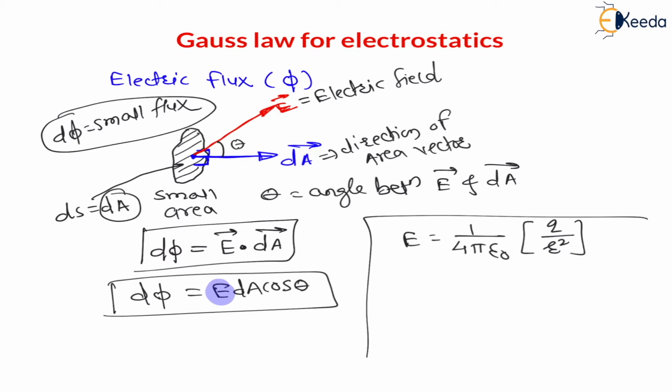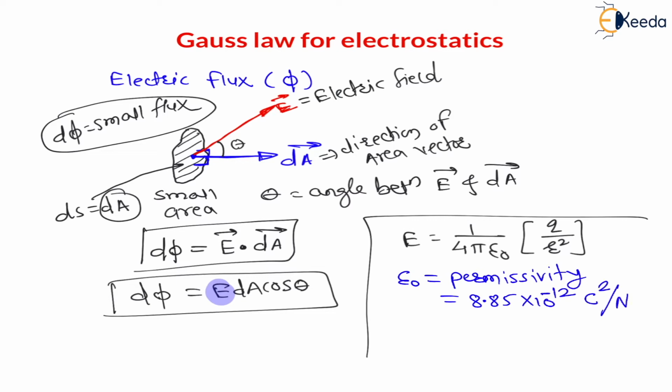Now my dear students, here this epsilon naught is nothing but permittivity. It is the permittivity of free space, and generally its value is 8.85. Remember the value. If you don't remember, there is no problem, don't worry about that. 8.85 into 10 to the power minus 12, and the unit is coulomb square per Newton meter square. This is the unit, right?